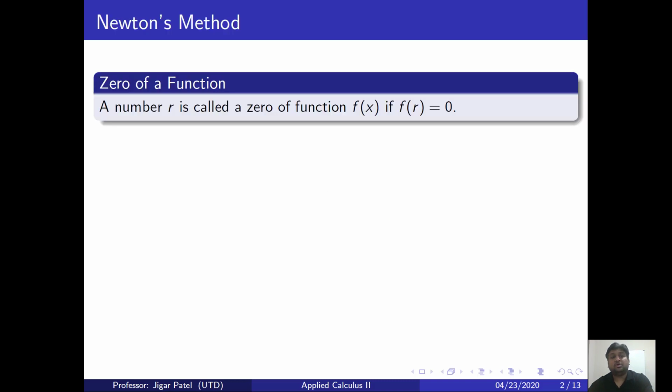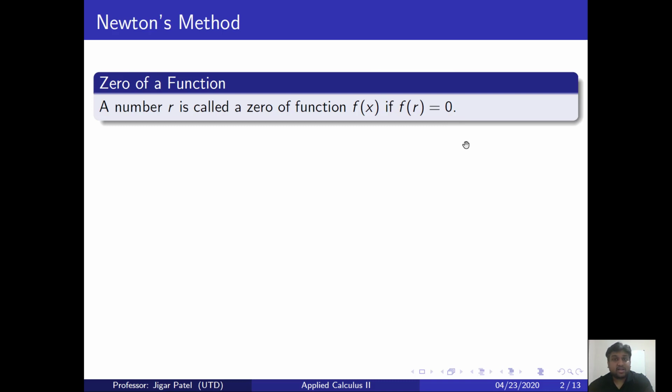So here is the definition. A number r is called a zero of the function f of x if f of r equals 0, meaning that a number is called a zero of the function if you plug x equal to r into your function, and that results in 0. In other words, this equation f of r equal to 0 needs to be satisfied in order for r to be the zero.